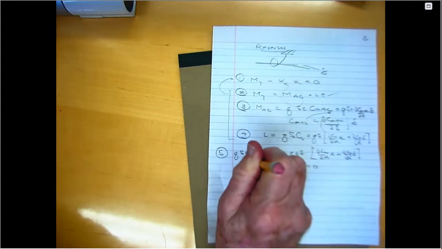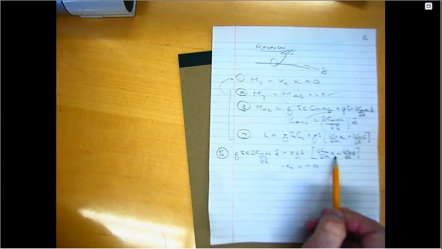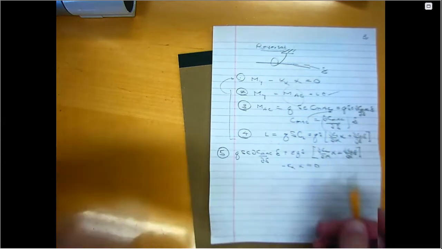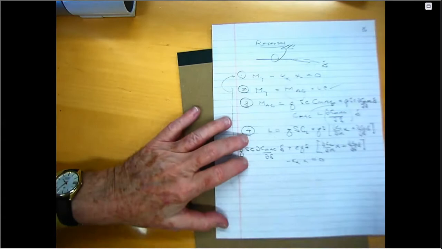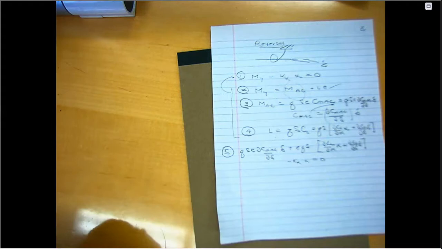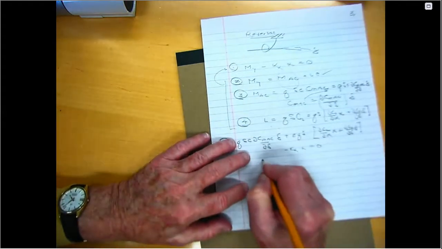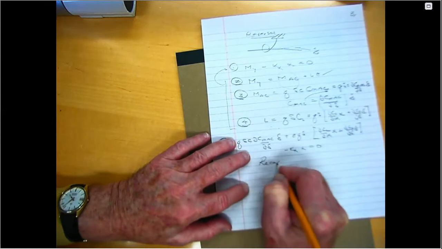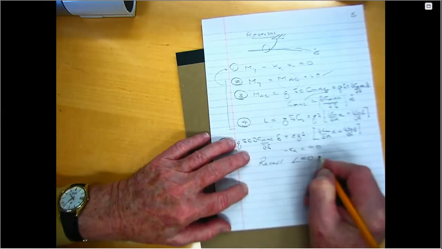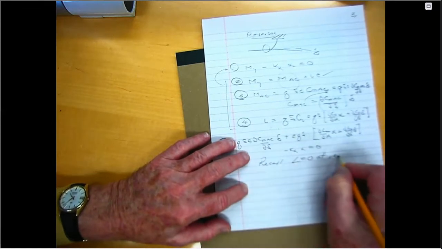This term, by definition, is 0 because this is the lift, right? So if I'm only interested in L equals 0 and not the more general case of how L varies with delta in general, I can just look at the reversal condition. So let's do that. Recall L equals 0 at reversal.